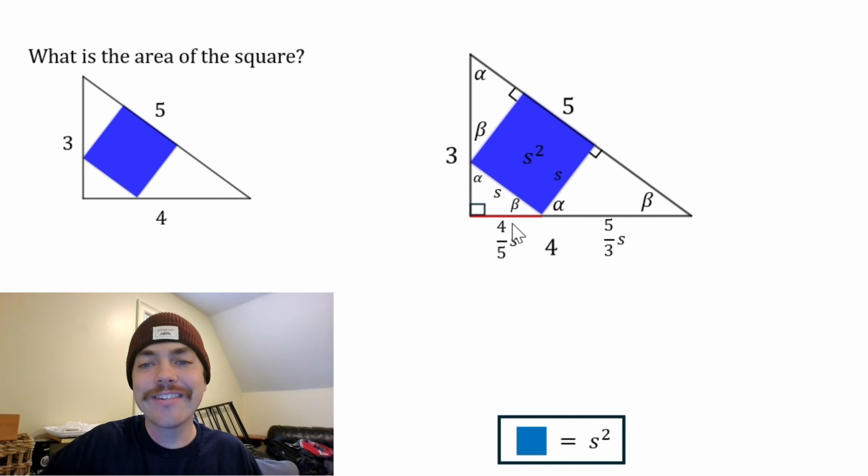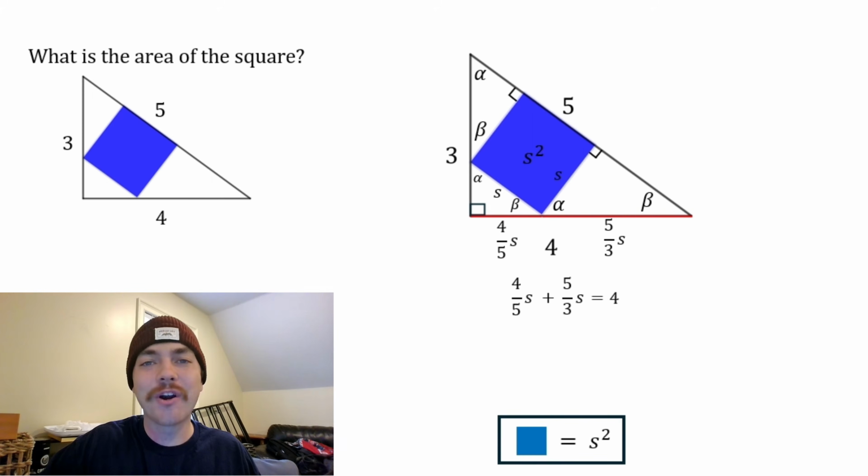So now this length is 4 over 5 s, and this length is 5 over 3 s, but the whole length is 4. So 4 over 5 s plus 5 over 3 s equals 4. We can use this equation to solve for s.